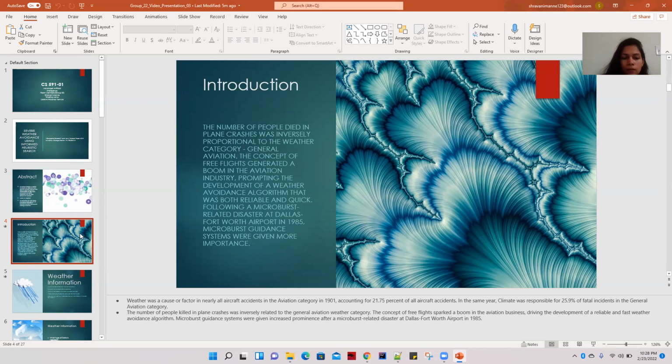So weather was a cause or factor in nearly all aircraft accidents in the aviation category in 1901, accounting for 21.75% of all aircraft accidents. In the same year, climate was responsible for 25.9% of fatal incidents in the general aviation category.